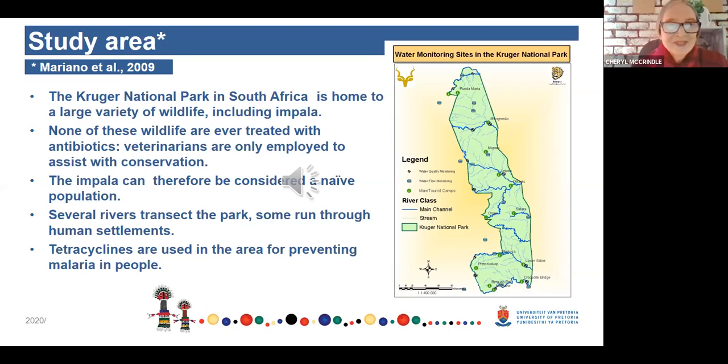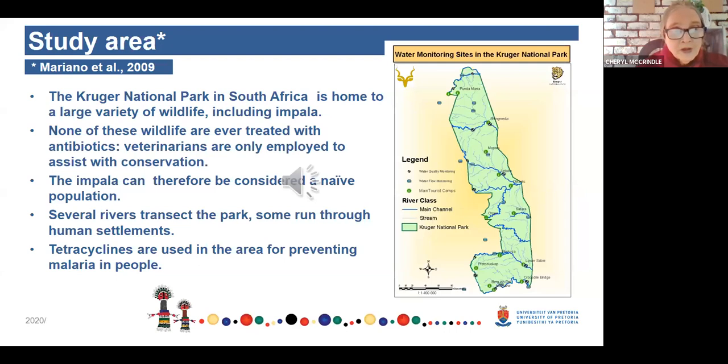The Kruger National Park is home to a large variety of wildlife, including impala. We don't treat any of the wildlife at all. We leave them to nature. If they fall down a hole and break their leg, or if they eat a poisonous plant, they just die and they return to ashes, dust to dust, without any human interference. So we don't treat them at all with antibiotics. And we can consider these impala as a naive population.